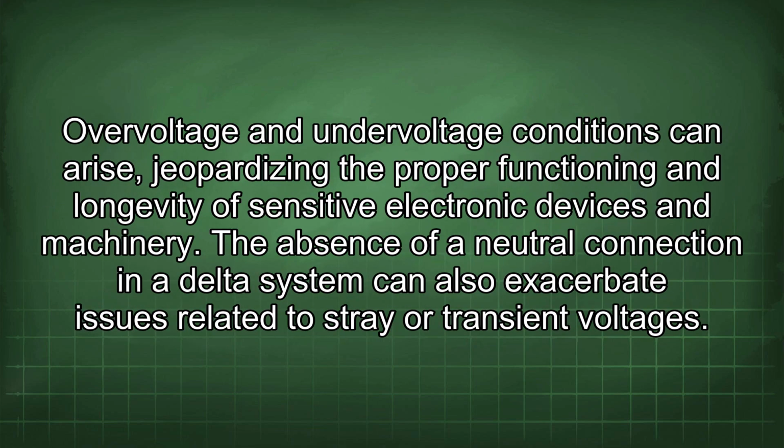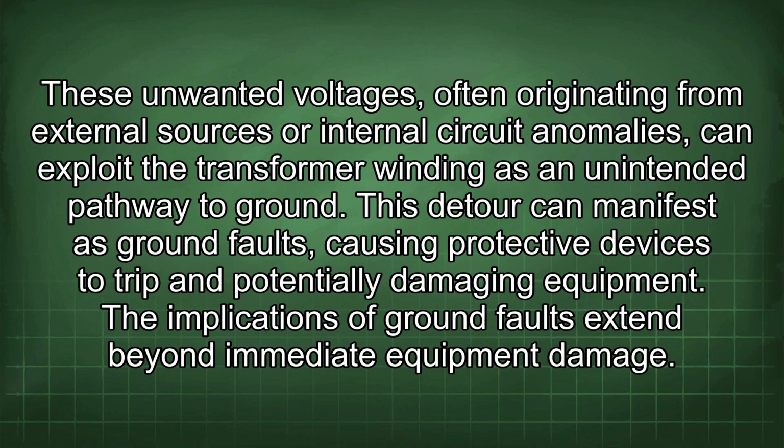Overvoltage and undervoltage conditions can arise, jeopardizing the proper functioning and longevity of sensitive electronic devices and machinery. The absence of a neutral connection in a delta system can also exacerbate issues related to stray or transient voltages. These unwanted voltages, often originating from external sources or internal circuit anomalies, can exploit the transformer winding as an unintended pathway to ground. This detour can manifest as ground faults, causing protective devices to trip and potentially damaging equipment.